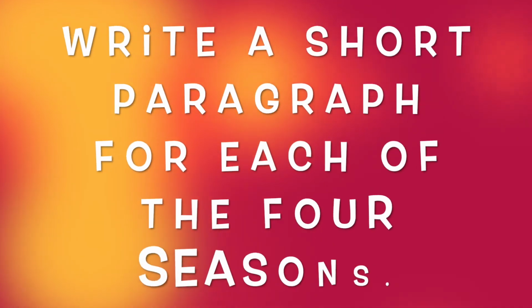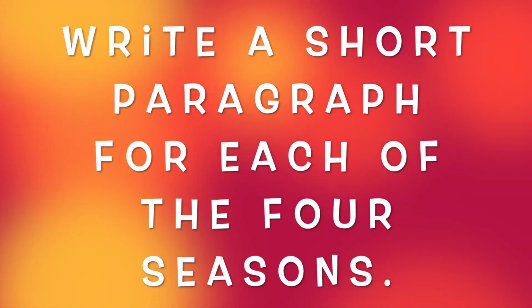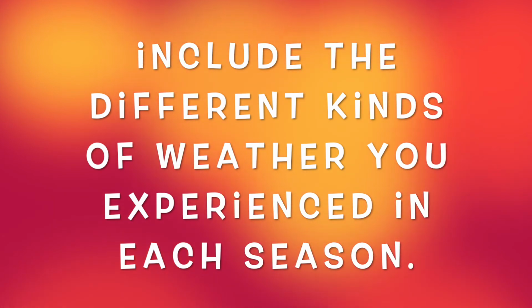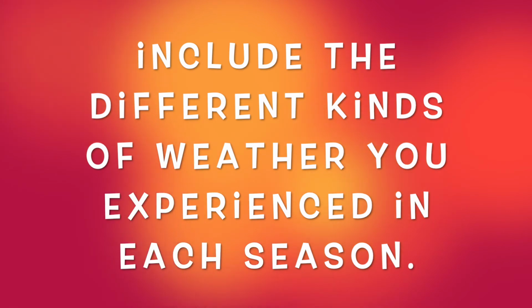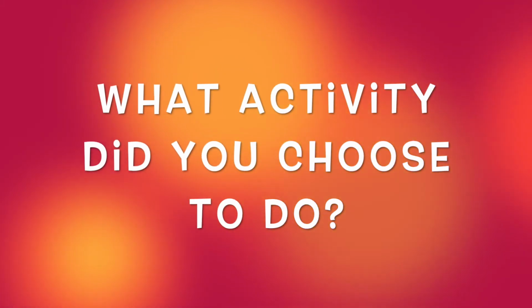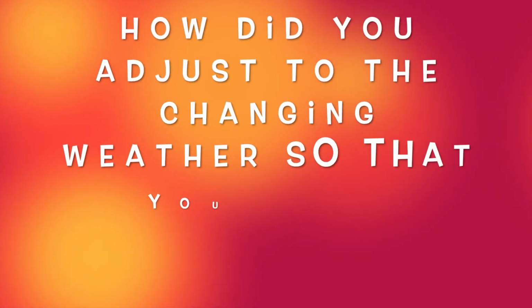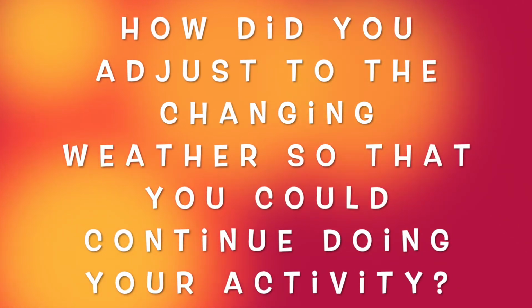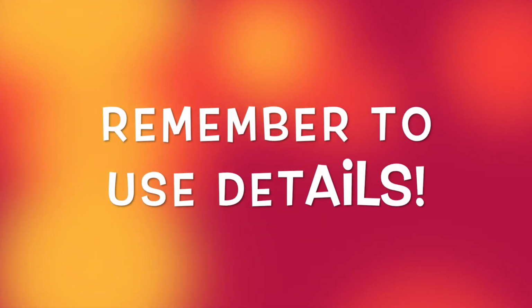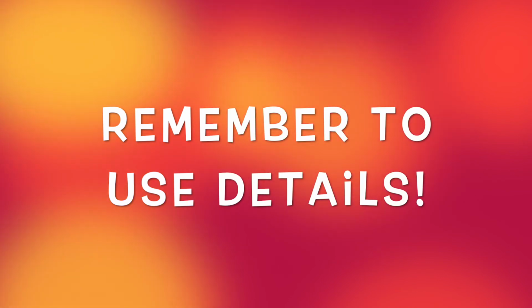It's time for today's journal prompt. I want you to write a short paragraph for each of the 4 seasons. Include the different kinds of weather you experienced in each season. What did you experience in the fall, the spring, the summer, the winter? And then what activity did you choose to do? And how did you adjust to the changing weather so that you could continue doing your activity? And remember, use details.